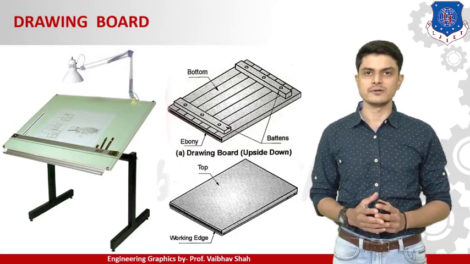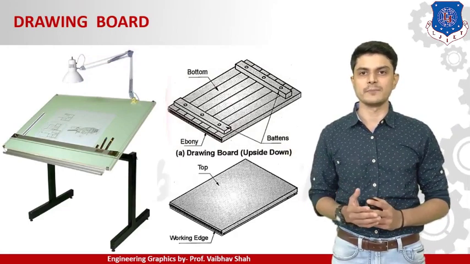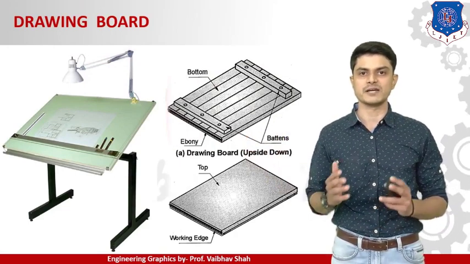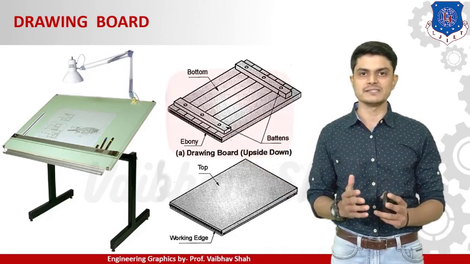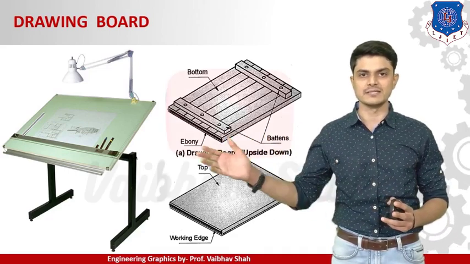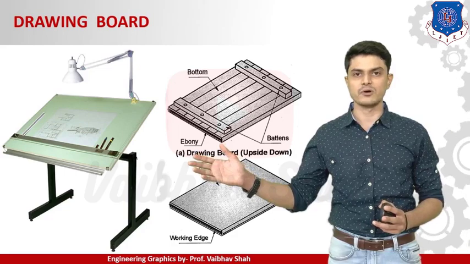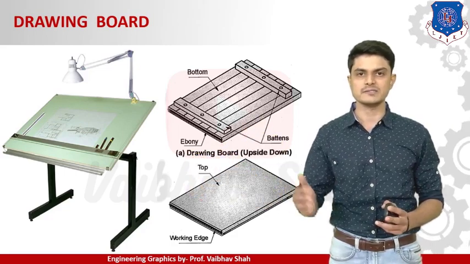First, the drawing board. So let us first see the upright view of the drawing board. We have these two supports, which are known as your battens. So we will be placing this drawing board on these battens like this. So the drawing board is fixed on your stand with the help of these battens.